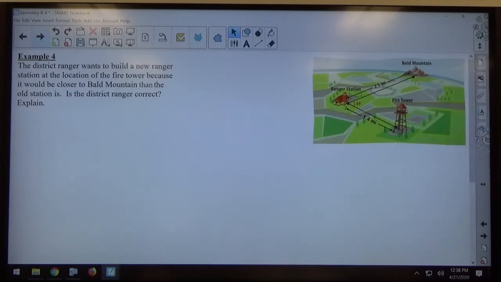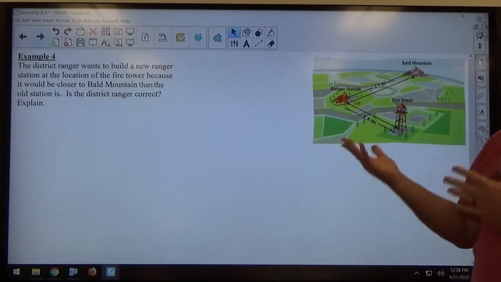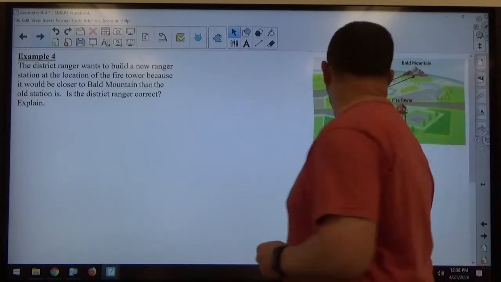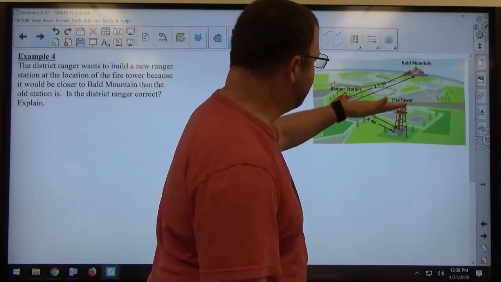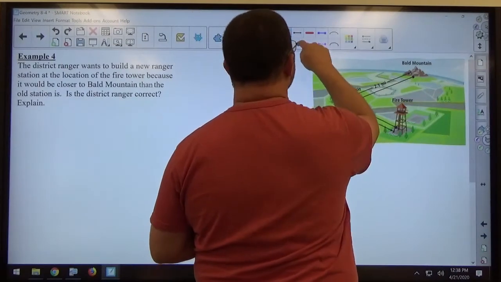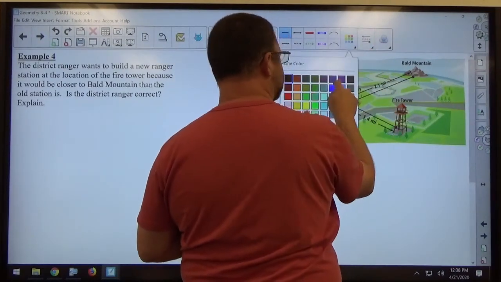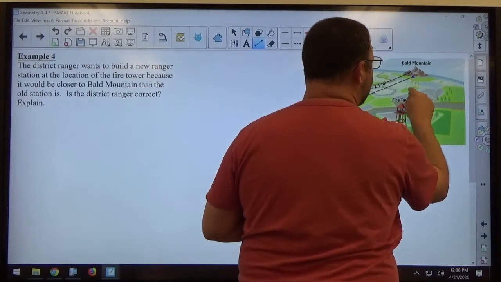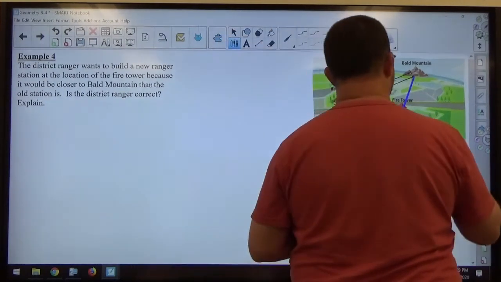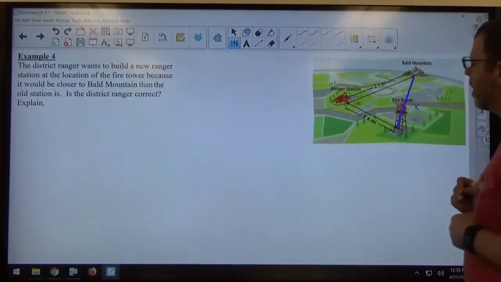And the question is asking, is the district ranger correct? Explain. The explanation will simply be it's either less than or greater than 2.1 miles. So basically, they've given us two sides of this triangle. If we fill in the third side, the side we care about, from Bald Mountain to the fire tower here, that's in essence what we're trying to find. So let's just call that X.